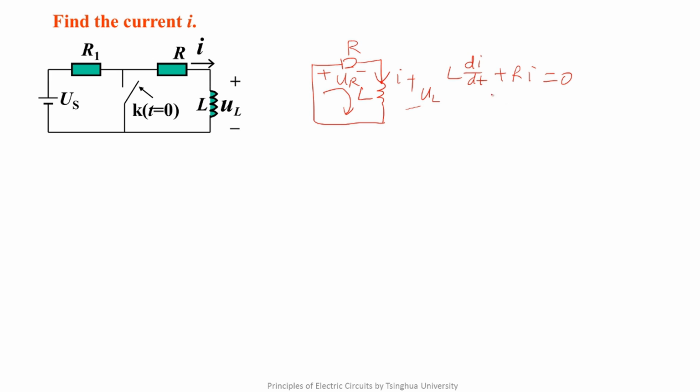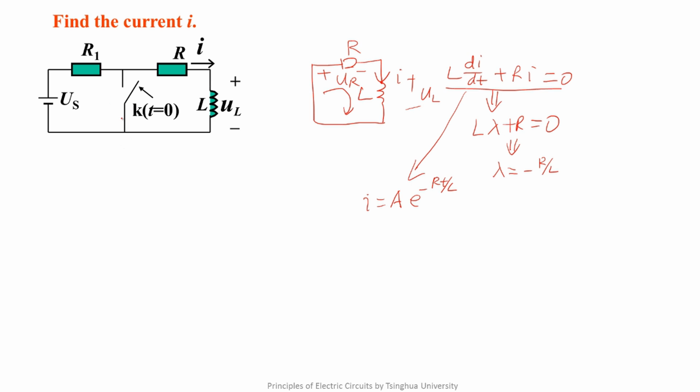Its characteristic equation is L lambda plus R equals 0. So lambda equals minus R over L. The general solution of this homogeneous equation is i equals A multiplied by e to the power minus Rt over L. Then we solve for the initial value of i.